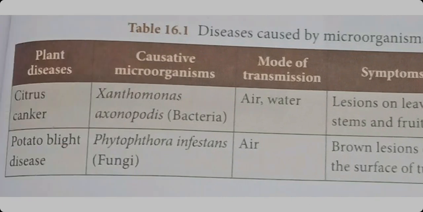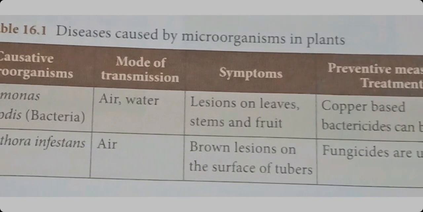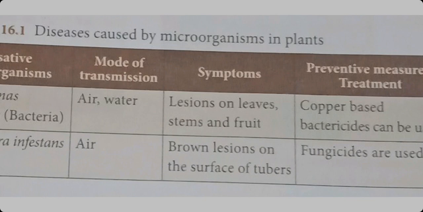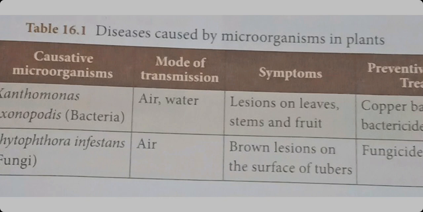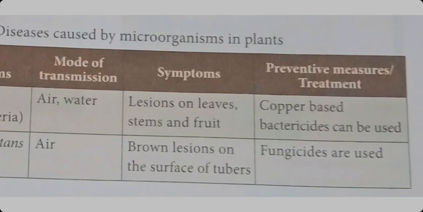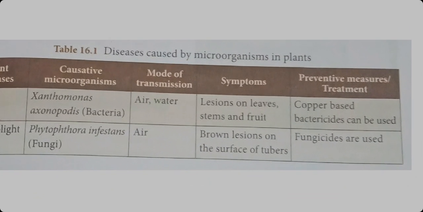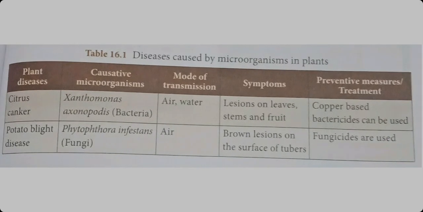And the next one is potato blight disease. Causative microorganism: Phytophthora infestans. It's a fungus. Mode of transmission: air. Symptoms: brown lesions on the surface of tubers. Tubers means potato, an underground vegetable. That is called tuber. You can see brown lesions, brown colored scratches, some patches. So these are the symptoms. Fungicides are used. So to kill the fungi, fungicides are used. So these are the diseases caused by microorganisms in plants.